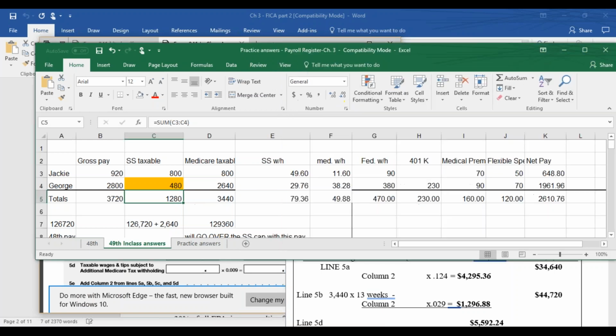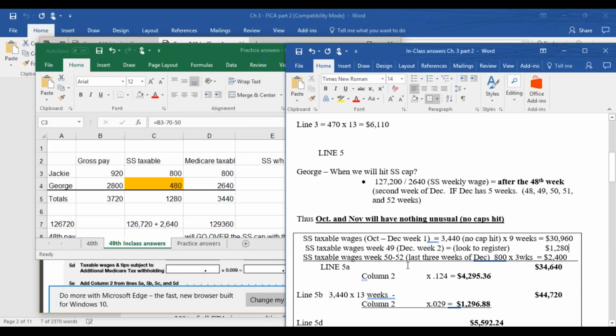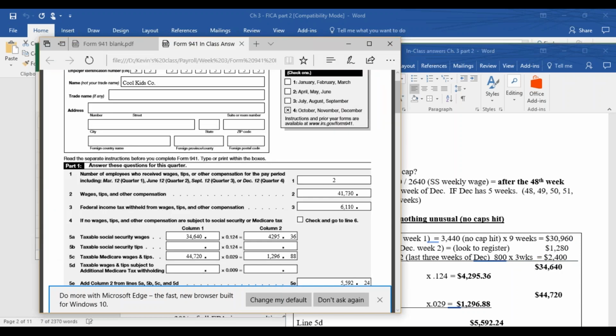Now for the final 3 weeks of December, so pay 50, 51, and 52, the only thing that's going to be left for Social Security is Jackie's 800, because George will go to 0. So if Jackie is at 800, that's what we need to use as our wages, and that's it. 800 times 3 weeks. When you add up all 3 of these, this gives us our line 5A. Line 5A for the first column is 34,640.